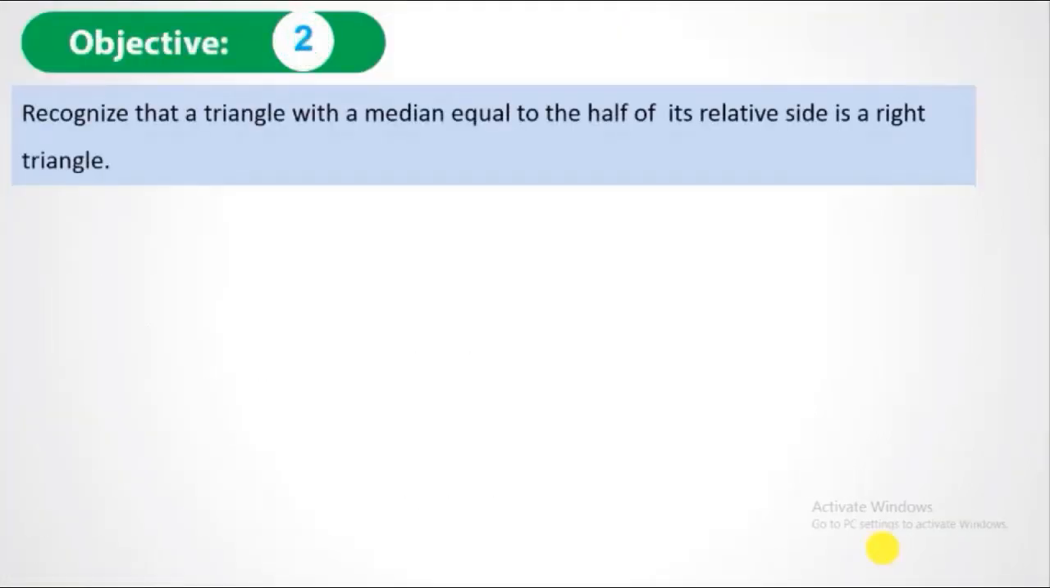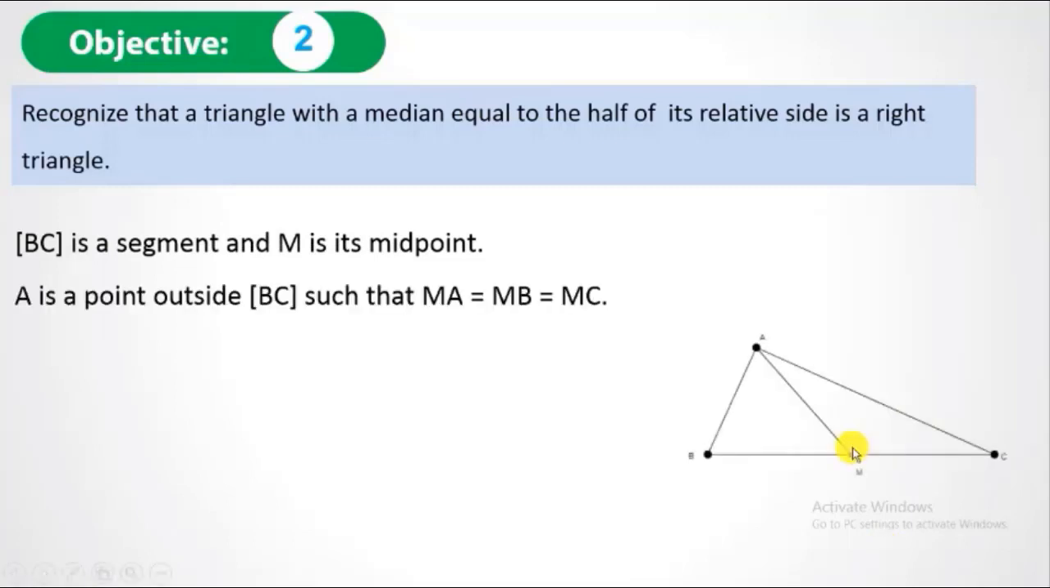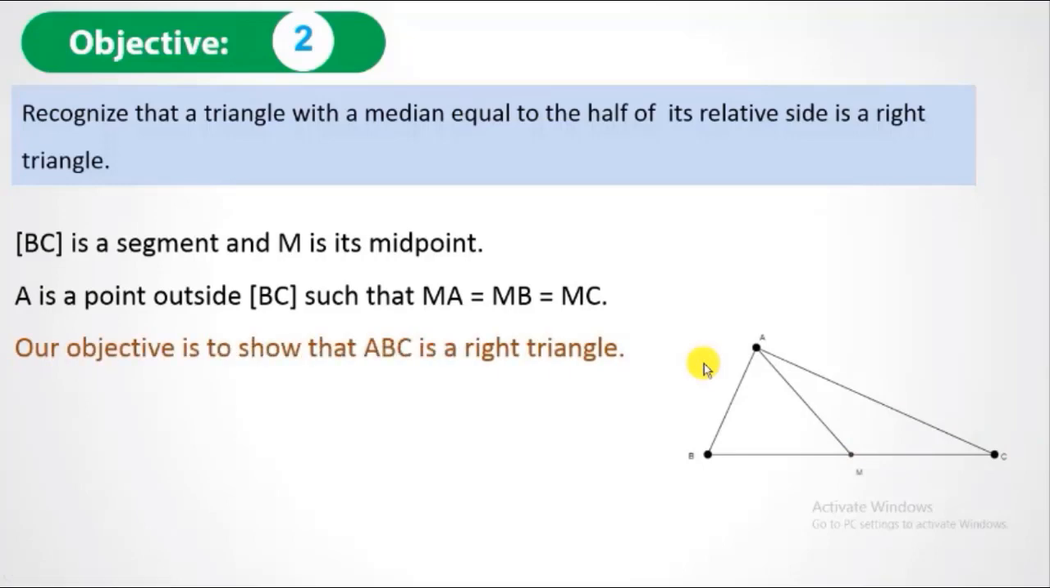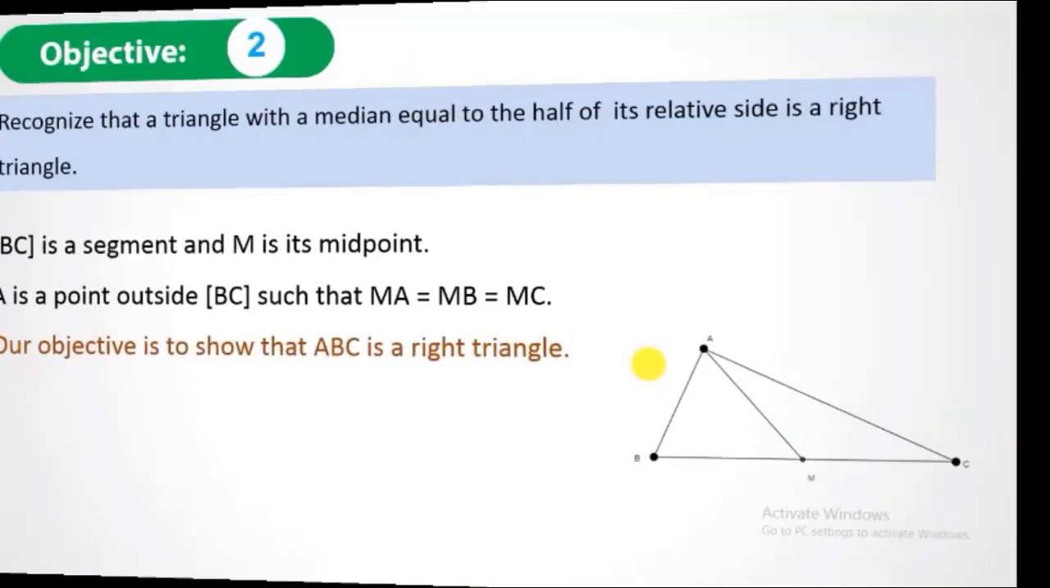Objective 2. Recognize that a triangle with a median equal to the half of its relative side is a right triangle. BC is a segment and M is its midpoint. A is a point outside BC such that MA equal MB equal MC. So, A is any point outside BC, such that MA equal to MB equal to MC. Our objective is to show that ABC is a right triangle.